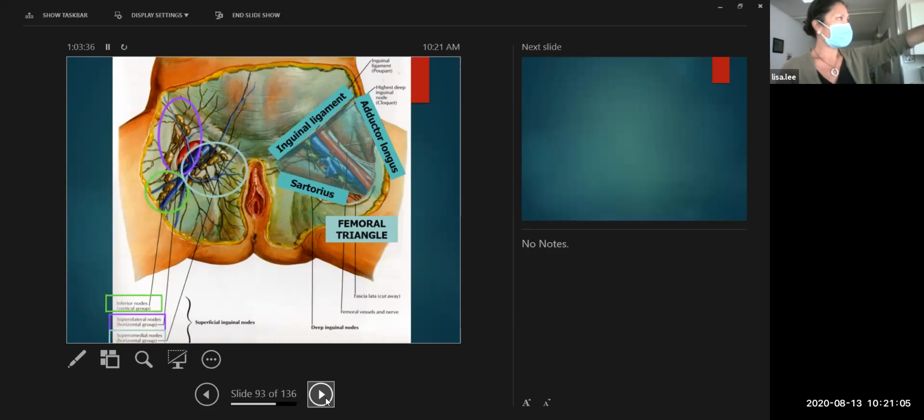Okay, and that's them. You have the superior ones, where the node bundles are. You have your inferior nodes, which are the green down there. You've got the superior medial nodes, and then you have the superior lateral nodes.